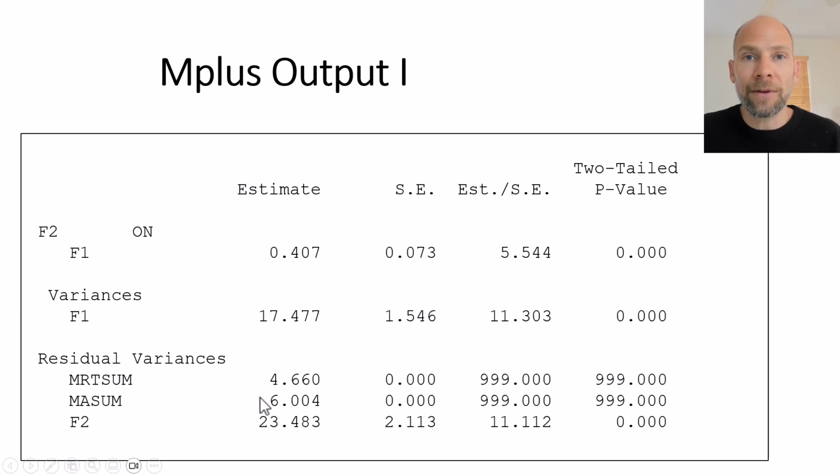Notice that the residual variances are also given for the indicators, however, those are fixed. And you can see that from the fact that they have no standard error, and that you get the 999s printed for the significance test and p-value, because those are fixed parameters. They're not estimated, and therefore they have no standard error and no test statistics. So really the only three free parameters in this model are the regression coefficient, the factor variance of the exogenous factor, and the residual variance of the endogenous factor. Those parameters are freely estimated, and therefore they also have a standard error.